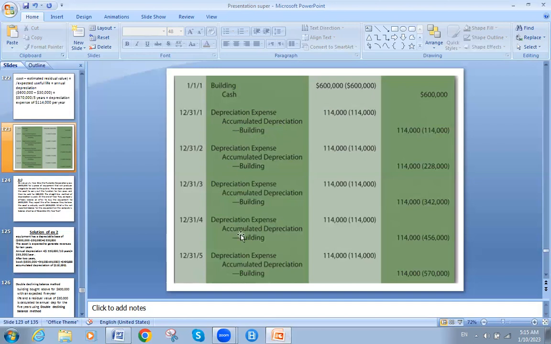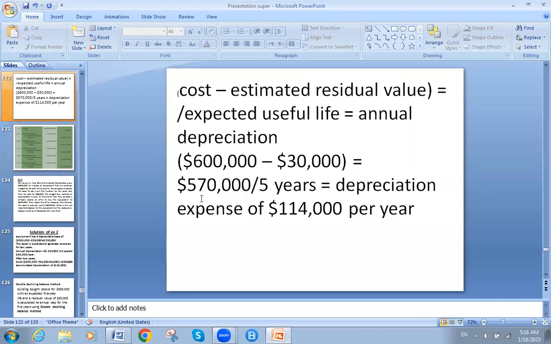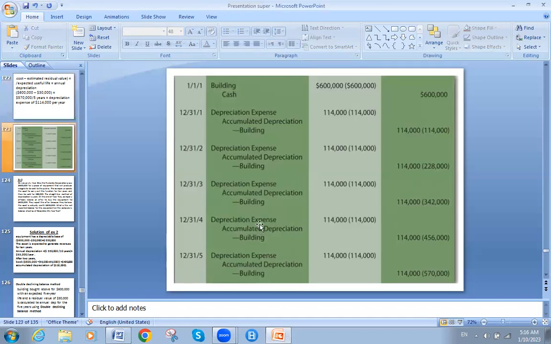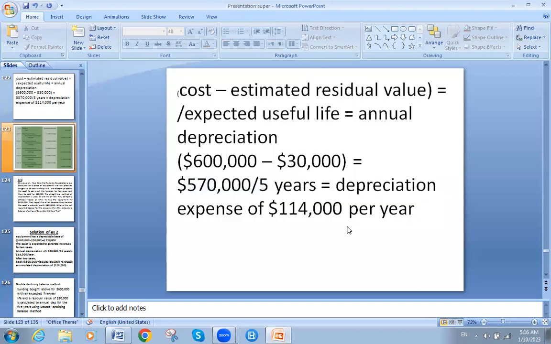In the 5 years, at the end of the 5 years, I will have the total depreciation, which was 570,000. So at the end of the 5 years, each year your asset is reduced by 114,000. This is the first, second, third, fourth, fifth year. In the 5 years, your asset will be reduced by 570,000. So this is the meaning of the accumulated depreciation.